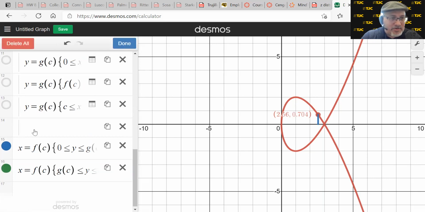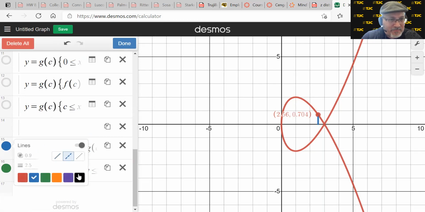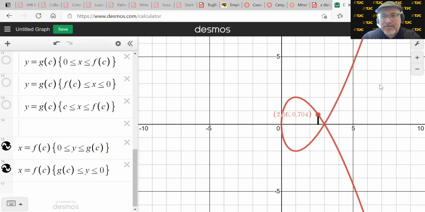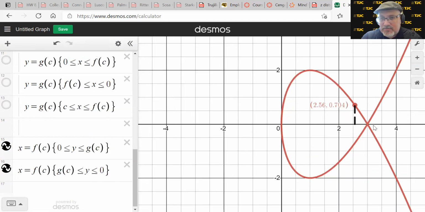Okay, so let's do this. Let's make these dotted black lines. And same thing here. Okay, sorry to take the time to do that, but let's zoom in on this for a second.